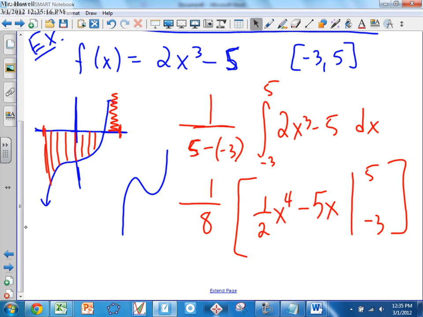Again, look at this logically, people. This is the integral over here, and we're multiplying by 1/8. 8 is just the length of the interval. 8 is the length from here all the way to the end, all the way to here. That is a distance of 8. So we are trying to find the whole area and divide by 8.